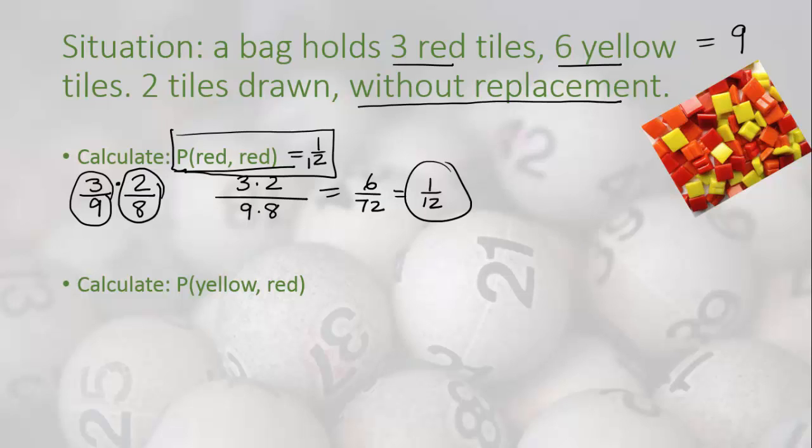Okay, let's calculate the second probability. What's the probability of yellow followed by red? Well, for yellow, we have 6 ways to win out of 9 choices. And for red, we have 3 ways to win, but there's no replacement here. So now we only have 8 because a tile has been pulled out in that first step right there, and it hasn't been replaced. So let's multiply that out. I get 18 over 72, which is equal to 1 out of 4. So the probability of yellow, red is 1/4.